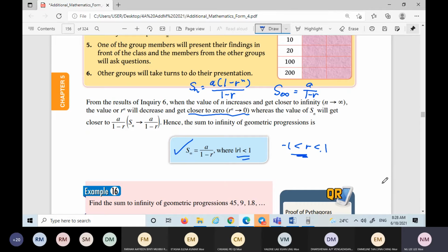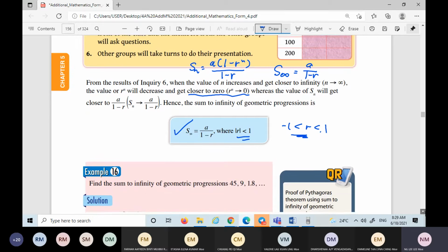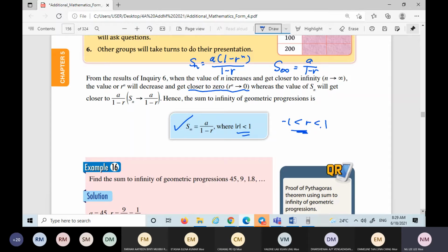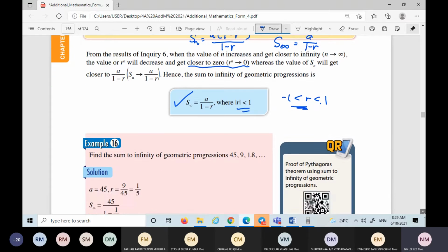So remember, if the R is not in between -1 to 1 and the question asks you to find the S infinity, the question got something wrong, cannot be. They cannot ask you to find S infinity. The S infinity is a very big number that we can't see the end. But if the R is in between -1 to 1, yes, they will ask you to find the S infinity, because the S infinity is a very concentrated number already, which means you will have an answer for it.